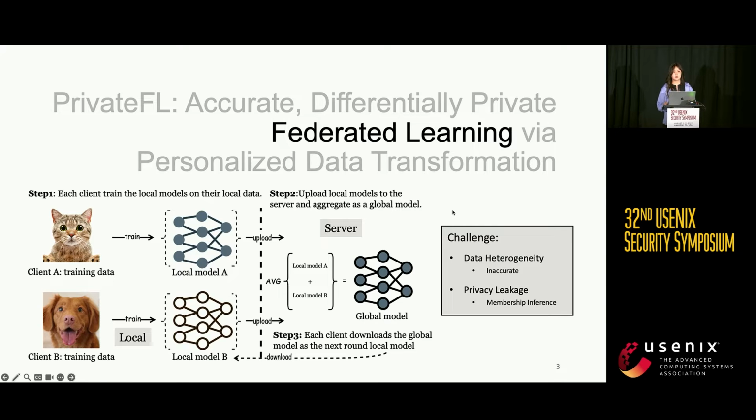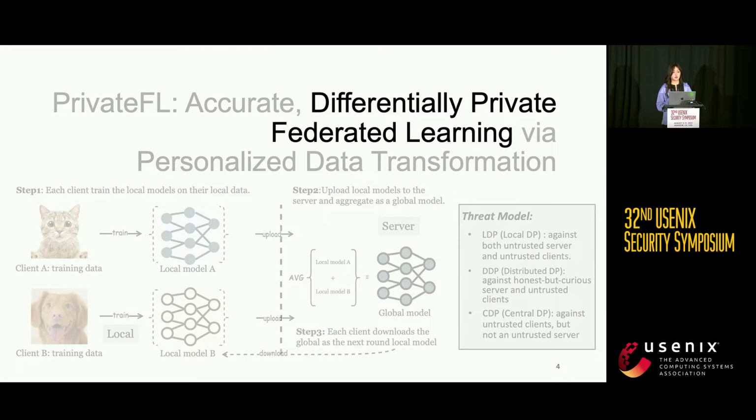The second challenge is privacy leakage. Although federated learning can provide some privacy, it's still vulnerable to some privacy attacks, for example, the membership inference attack. In the membership inference attack, either a malicious client or a malicious server can infer the training data information from the victim client. One de facto approach to defend against those privacy attacks is differential privacy.